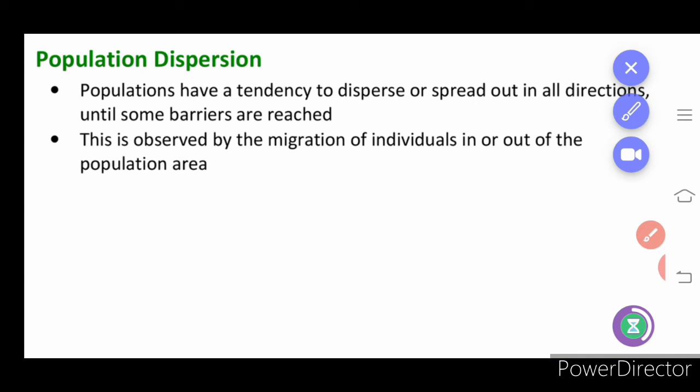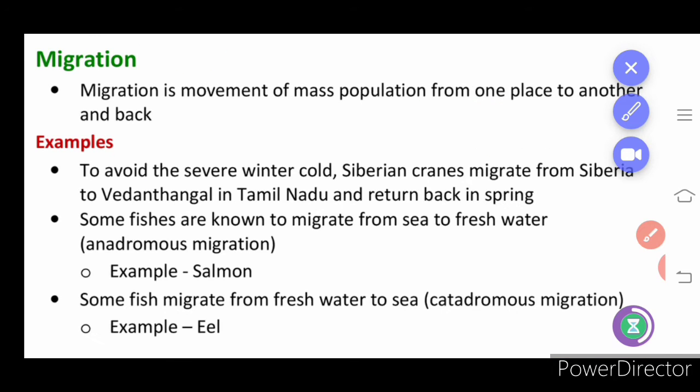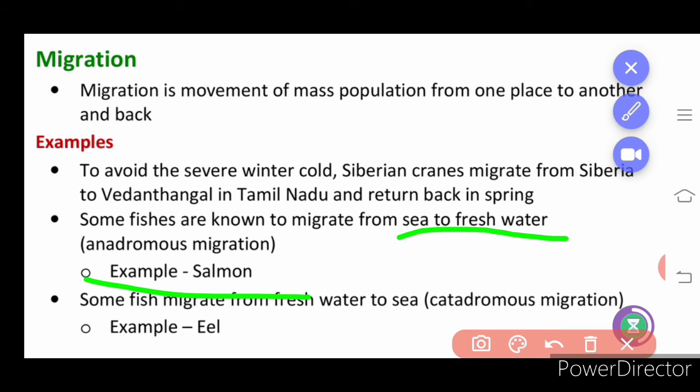So next we have the population dispersion, that is how they are dispersed, how they are spread out in all directions. Okay, this is observed by migration of the individuals in and out of the population area. Next we will have migration. As you know, it is a temporary movement of the mass of population to one place, and an example is given. So in this example you can note down some of the fishes migrate from sea to fresh water. Example, salmon, in order to lay eggs. Okay, it is a most important example.